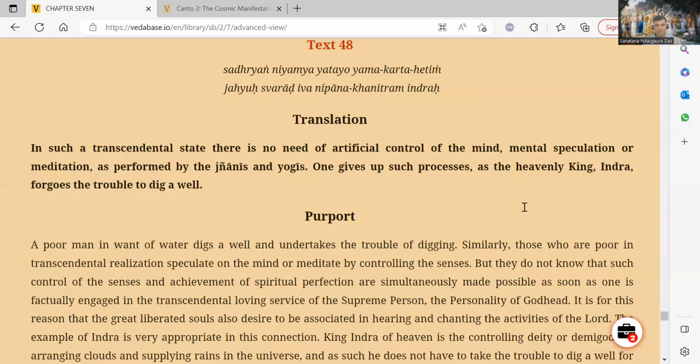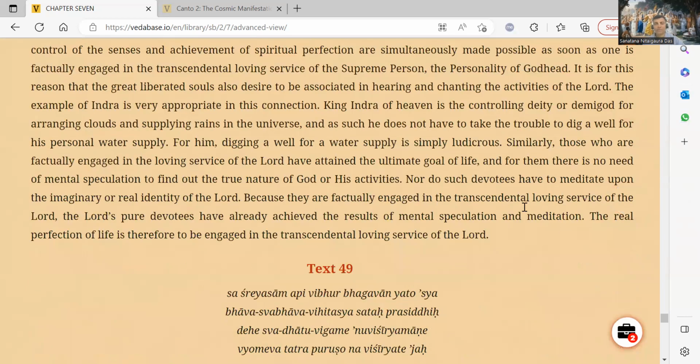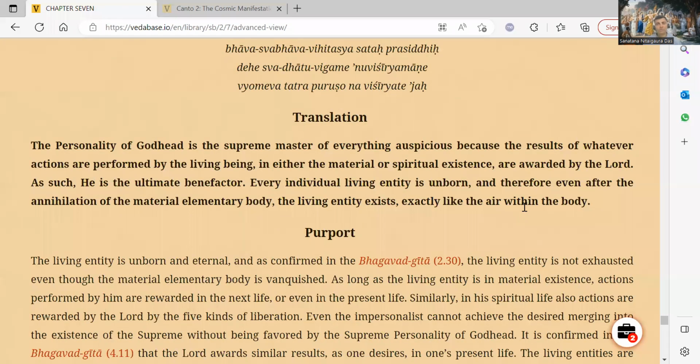Right? So this example of Indra and the well is very similar to the example that we see in Bhagavad Gita of a person who stays near a flowing river and doesn't have to worry about digging a well. Everything that small ponds of water or buckets of water can fulfill, the water in the river can actually fulfill. The Personality of Godhead is the supreme master of everything auspicious, because the results of whatever actions are performed by the living entity in either the material or spiritual existence are awarded by the Lord. As such, He is the ultimate benefactor.